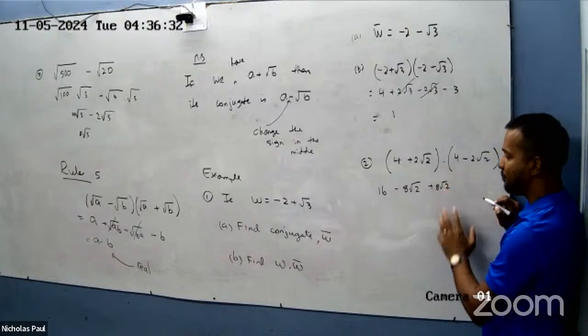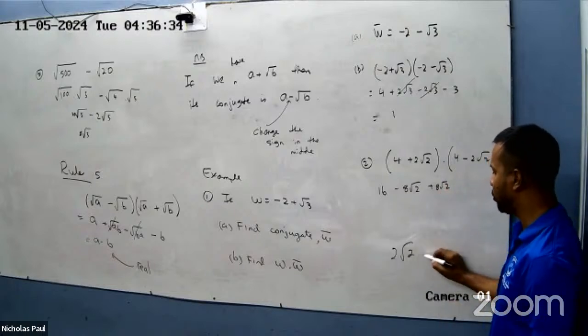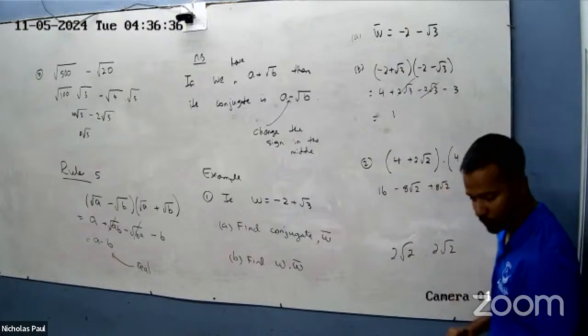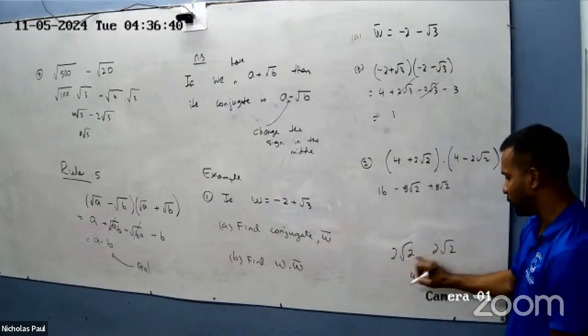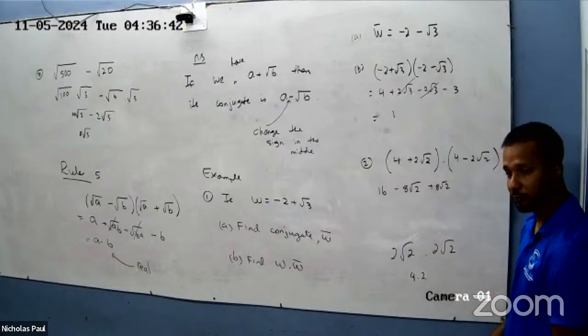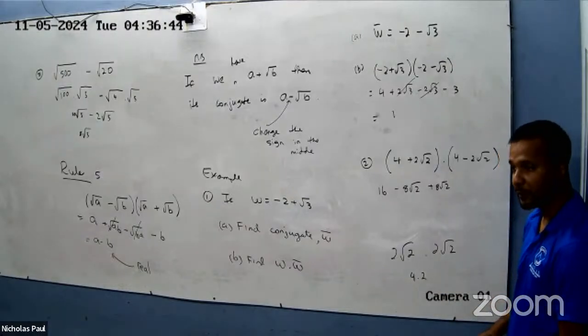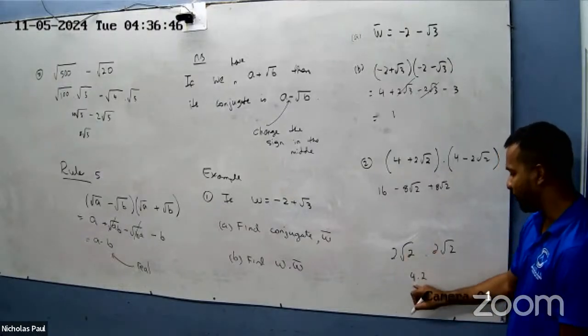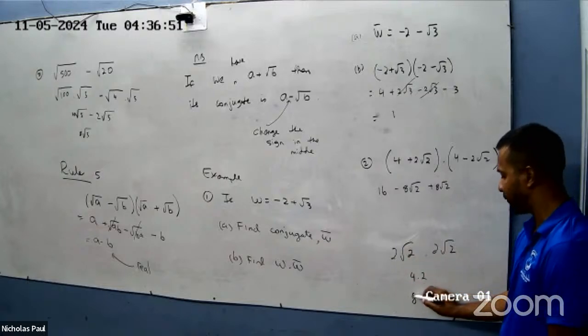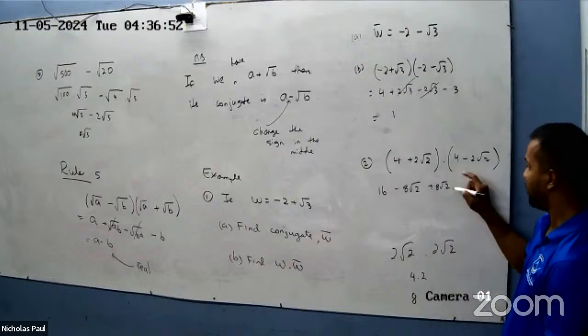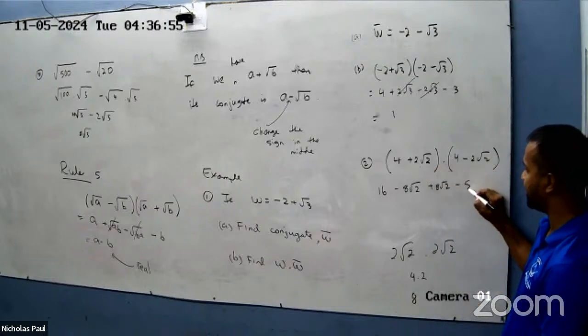And here's the hard part, right? Multiplying 2 root 2 by 2 root 2. All you have to do, 2 by 2, that's 4. Root 2 by root 2, that's 2. Correct? 2 by 2, that's 4. Root 2 by root 2 is 2. 4 by 2 is 8. Okay? So therefore, this by this is minus 8.